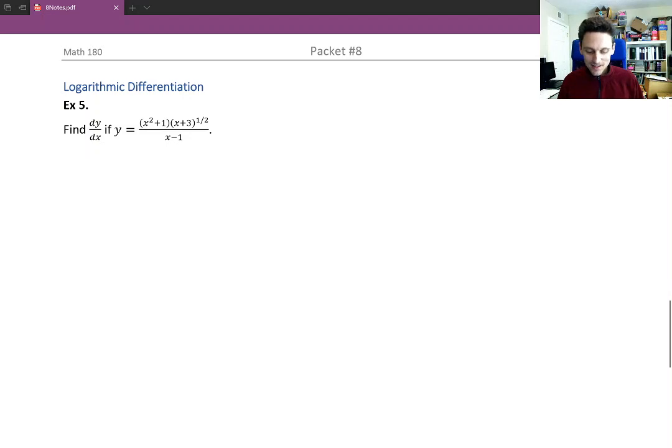So in this video, we're going to look at logarithmic differentiation. But before we do that, let's take a moment to review the log properties, sometimes called the rules of logarithms. Log properties, we'll say.